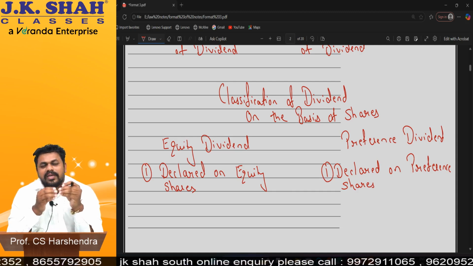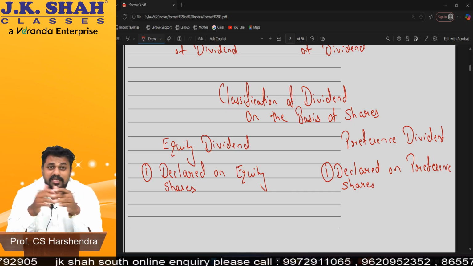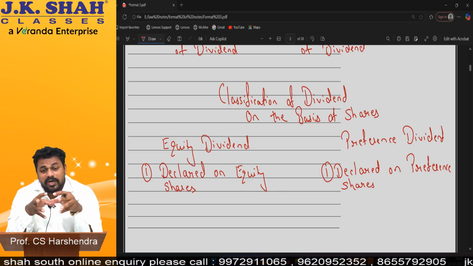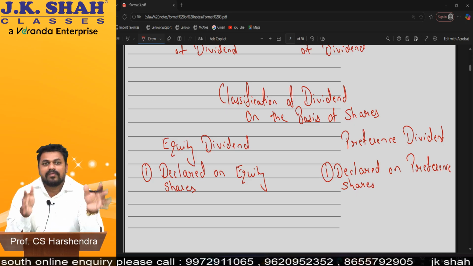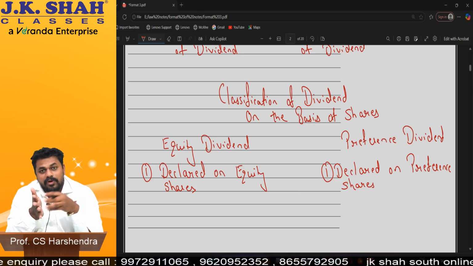Interim dividend is dividend declared by the board of directors in the board meeting whenever they think it is necessary. One example I gave you, one more example I'll give you. It is not declared by members. It is not declared at the annual general meeting. It is declared in between the year, by the board of directors in the board meeting.